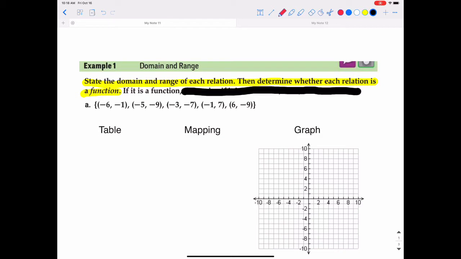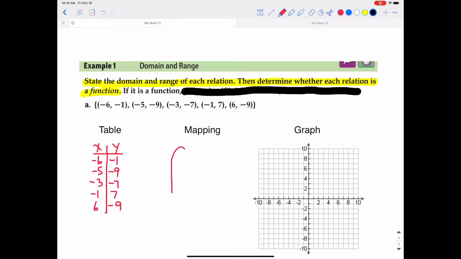So we have a table. We have the ordered pairs. These are the ordered pairs right here. And you can also write that as a table. The way you would write ordered pairs as a table, that's what we typically call a T-chart. So you've got the x's on one side, you've got the y's on the other side. All my unique x values: -6 goes with -1. So it's like writing the ordered pairs on the opposite sides of that line. Then we have -5, -9, -3, -7, -1, and +7, and then 6, -9. So that's what a table is.